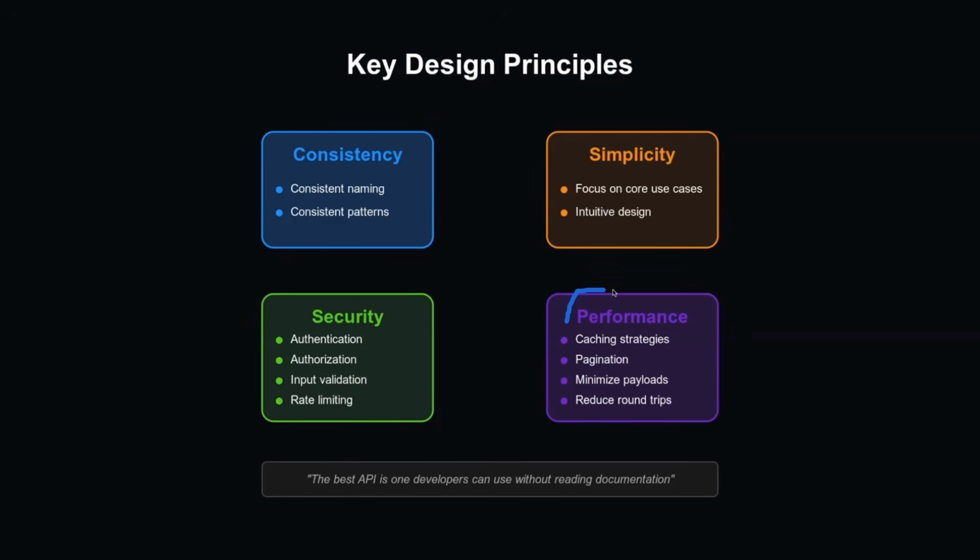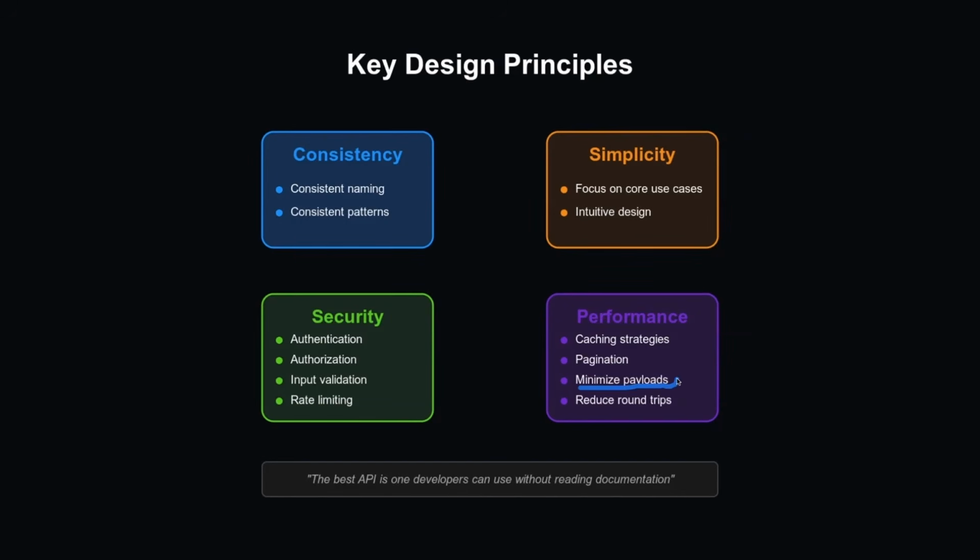And the last pillar is performance. So you should design for efficiency with appropriate caching strategies and pagination. If you have a large amount of data, let's say thousands of posts, you don't want to retrieve all of this whenever they make a request to get the posts. So you should always have pagination with some limit and offset.